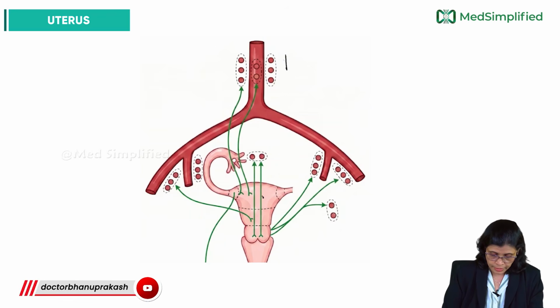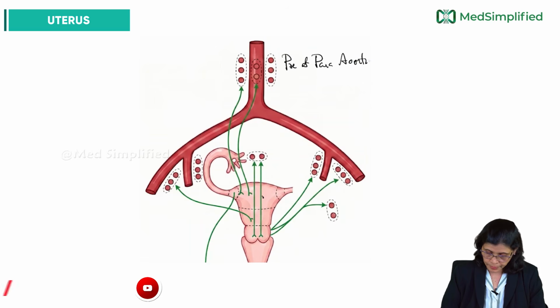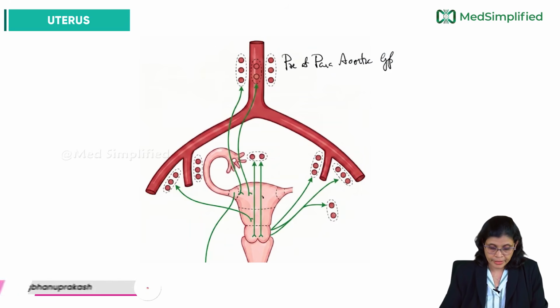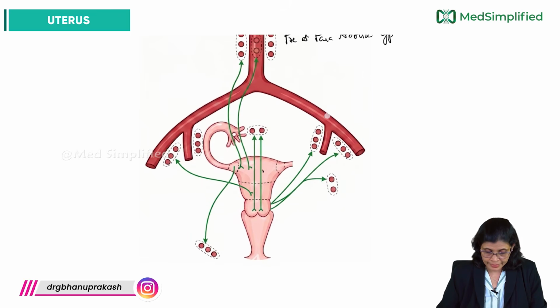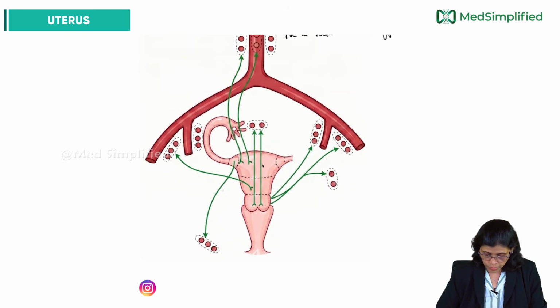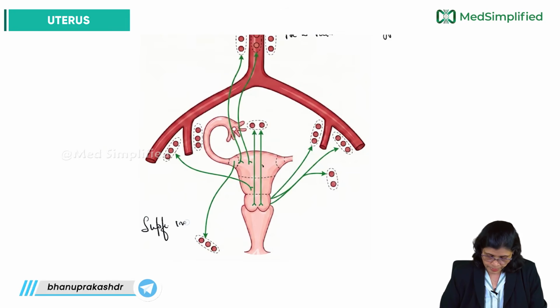So it drains into the pre- and para-aortic group of lymph nodes along the ovarian vessels. And a few from the lateral angle of the uterus: here, if you see, a small portion from the lateral angle will drain into the superficial inguinal group of lymph nodes.